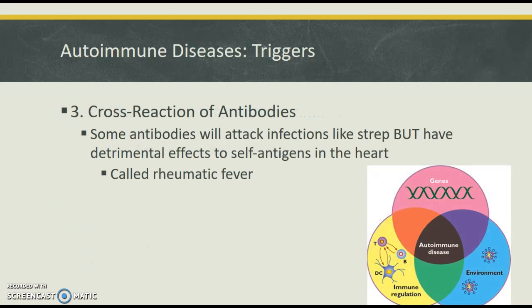We also can have cross reactions of antibodies. So sometimes you have infections like strep throat, and you're going to have antibodies created to fight that strep throat. But in doing so, sometimes those antibodies can backfire and also attack your own tissues. This is called rheumatic fever. So this is when you have strep throat, and then all of a sudden those antibodies are also attacking the tissues of your heart.